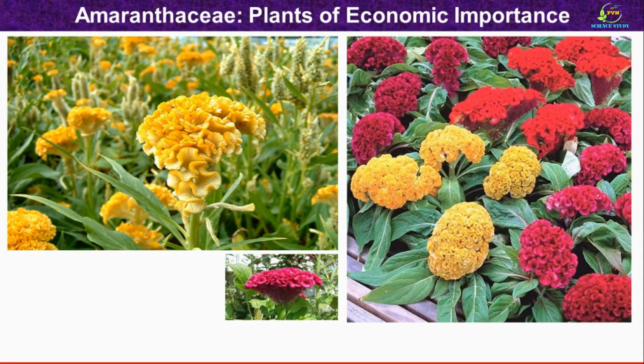Then this is another species of Celosia. Botanical name of the plant is Celosia cristata. As you can see here, this plant produces very beautiful inflorescences, and so the plant is cultivated in gardens as an ornamental plant for its bright colorful inflorescences. So the earlier one was wild, and this is the ornamental plant of Celosia.